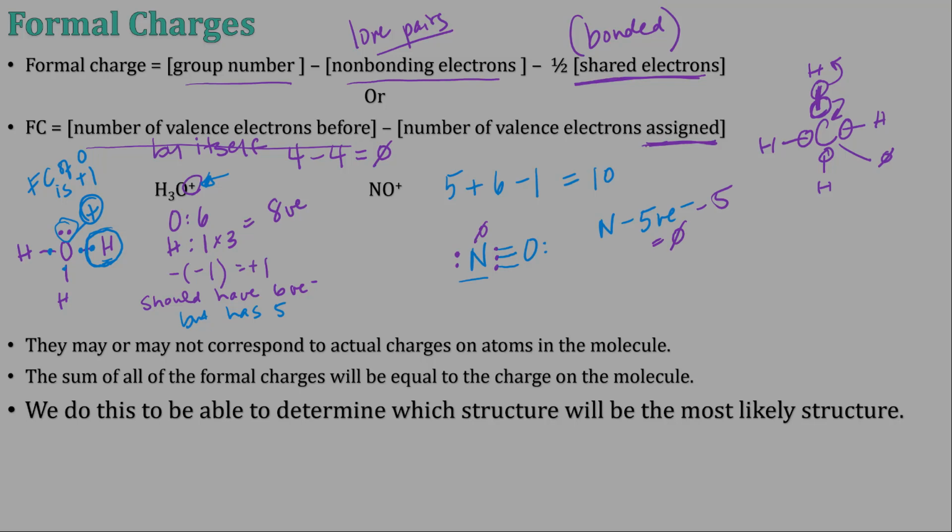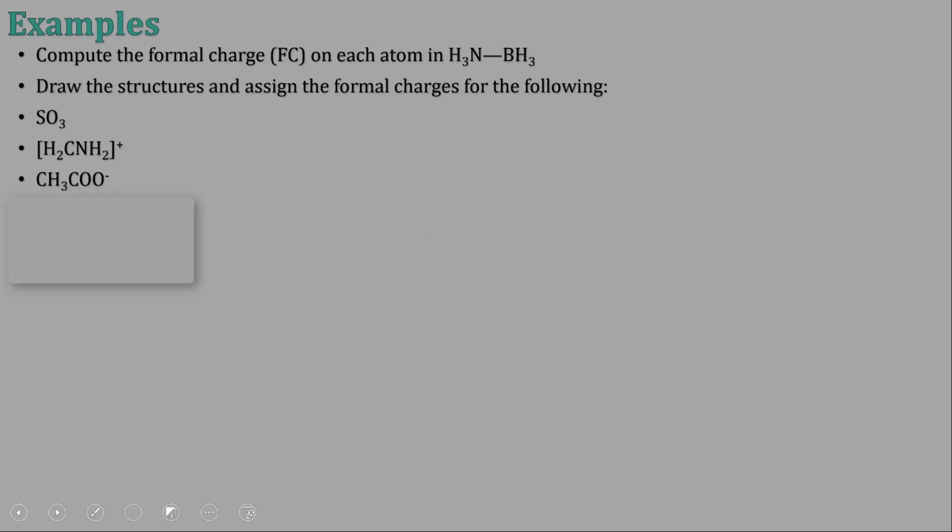And then oxygen, we have 1, 2, 3, 4, 5. Oxygen should have 6. 6 minus 5 is going to be +1. So the +1 charge is on oxygen. All right, so let's look at this. We've got nitrogen and then boron.